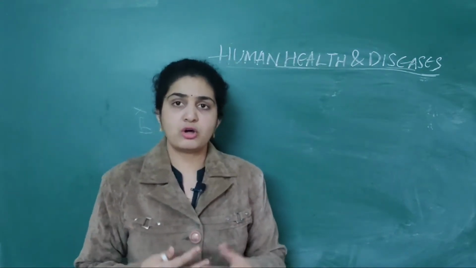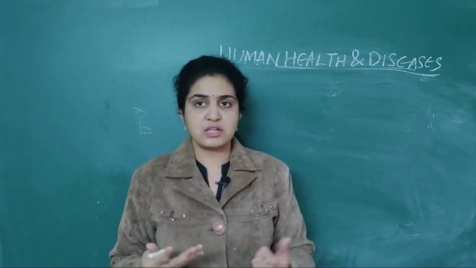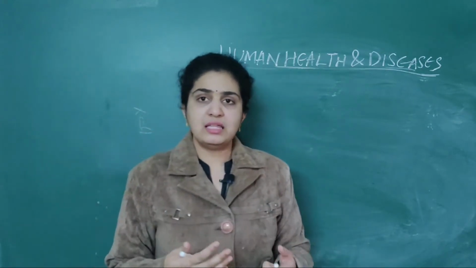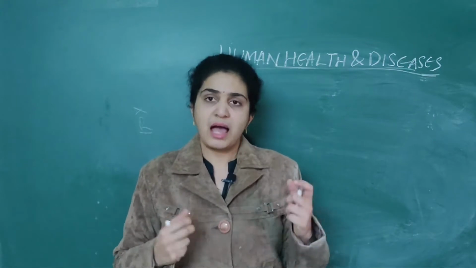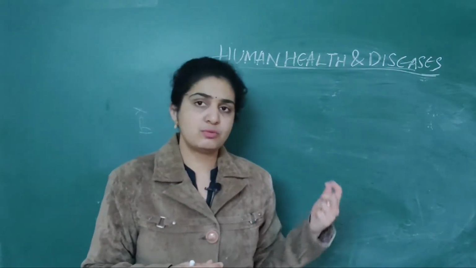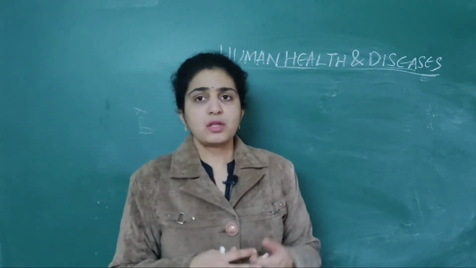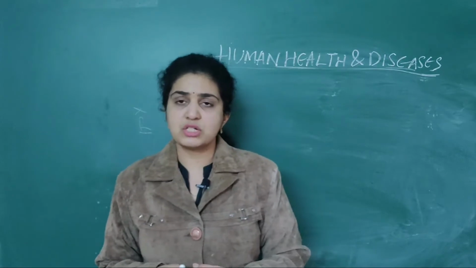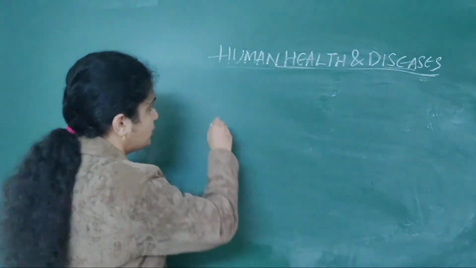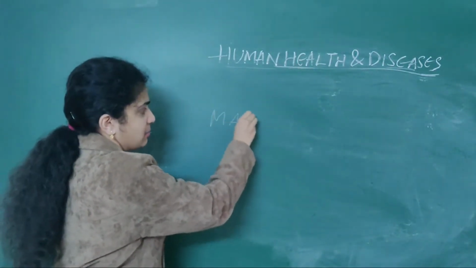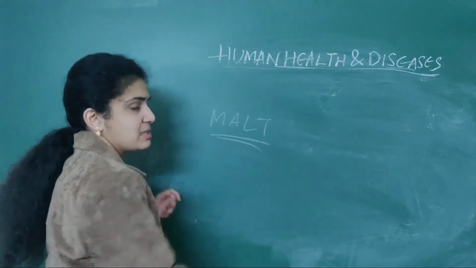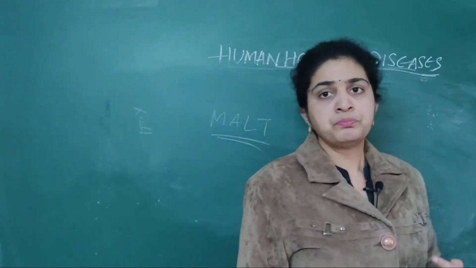Then secondary lymphoid organs: lymph nodes are present everywhere in our body and they help in trapping microorganisms, and the spleen is the graveyard of RBCs, and it also helps in trapping microorganisms. So these are the important NEET questions which are asked. Another important NEET question related to that is MALT. MALT is mucosa associated lymphoid tissue.